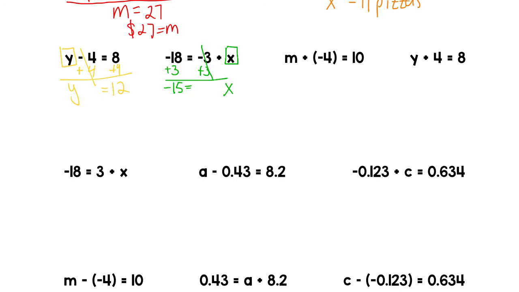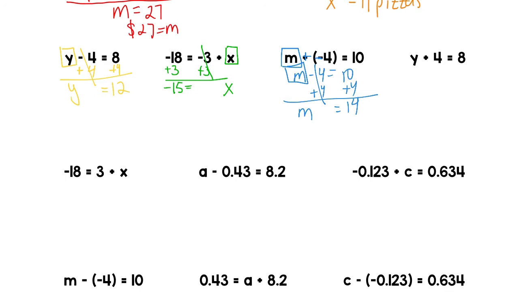M plus -4 equals 10. Well, m's going to stay. Opposite of -4. You know what? We're going to rewrite this because I don't like how it's written. Anytime we have a plus and a minus together, the minus always wins. So that's really m minus 4 equals 10. So let's add 4 to each side, m's going to stay. Got m equals 14.